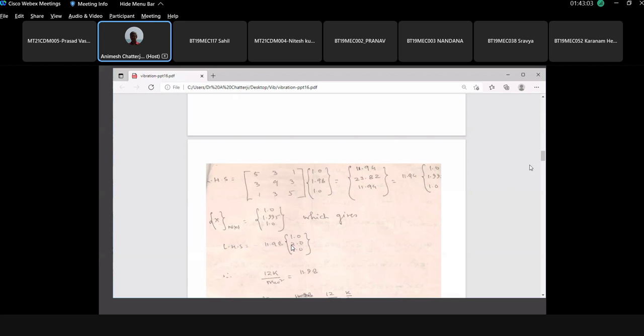There are two matrix iterations. One matrix iteration is K inverse M. Another matrix iteration uses M inverse K. K inverse M matrix iteration converges to lowest natural frequency, will prove. And M inverse K converges to highest natural frequency. Now to any engineer, lowest natural frequency is more important than highest natural frequency. And that is why we were discussing K inverse M, not M inverse K.